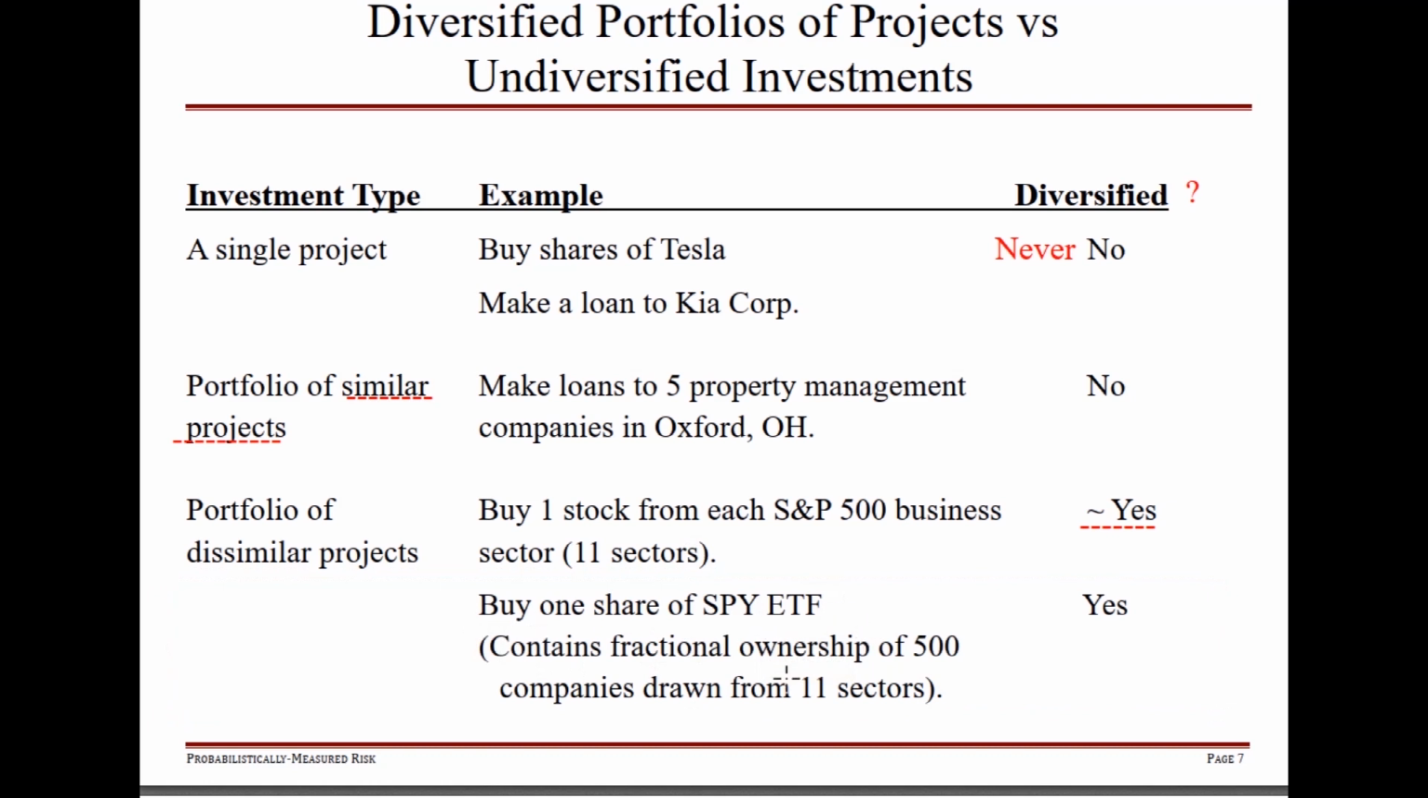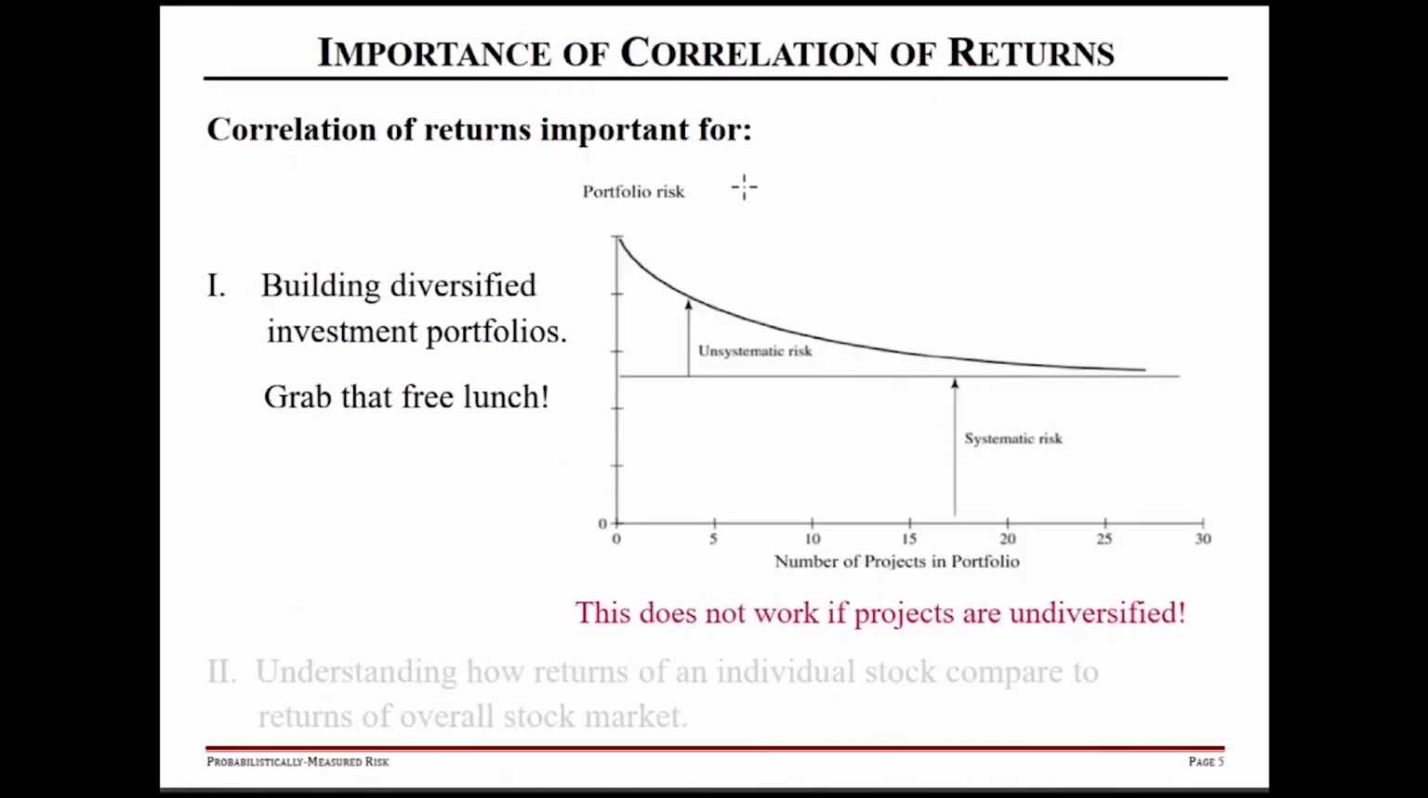Now, the SPY ETF, as we know, if you buy one share, gives you fractional ownership of 500 companies in the S&P 500, drawn from the 11 sectors. So of those 500, you have about 90 each, or whatever the math works out to be, in each of those 11 sectors. Because we have all 11 sectors, and now so many stocks, not just one in each sector, we're really very well diversified.